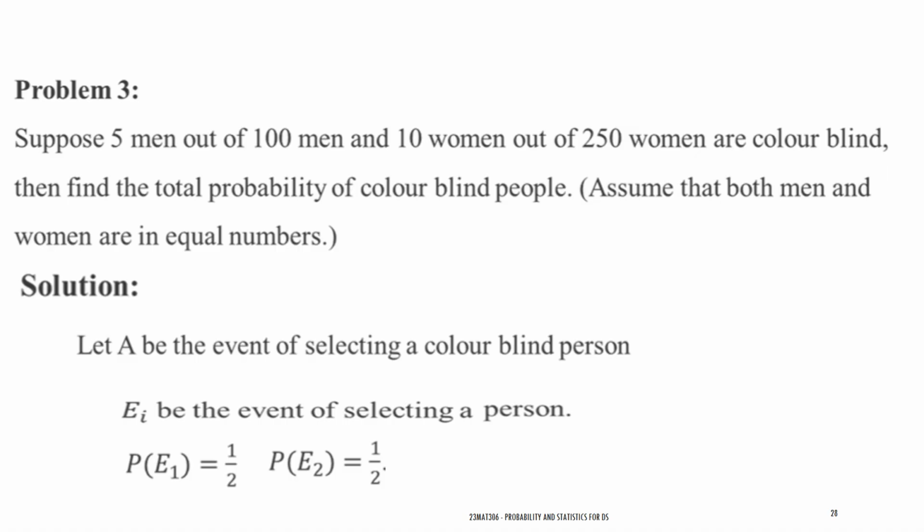So similarly, problem 3 also follows the same law of total probability, as we assume that both men and women are in equal numbers, that is, equally likely. So we again apply the law of total probability.